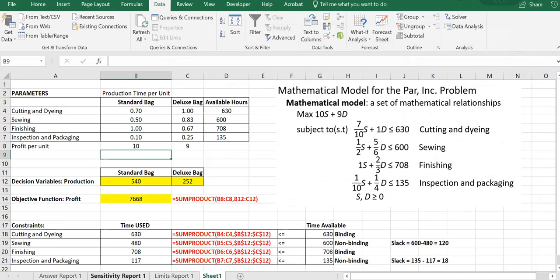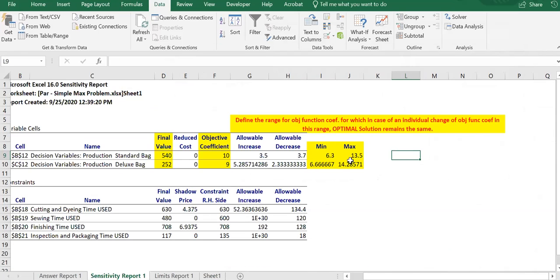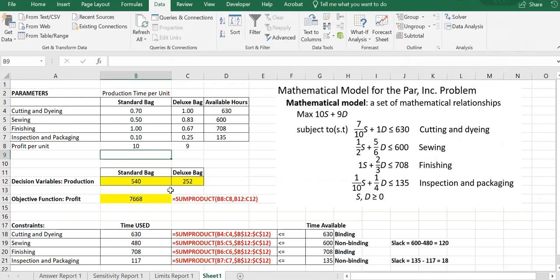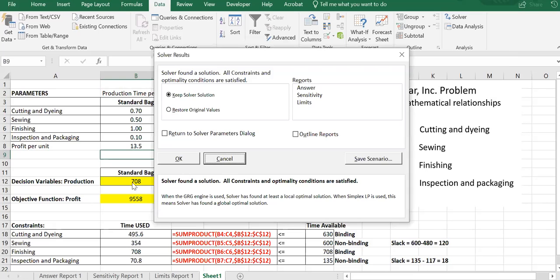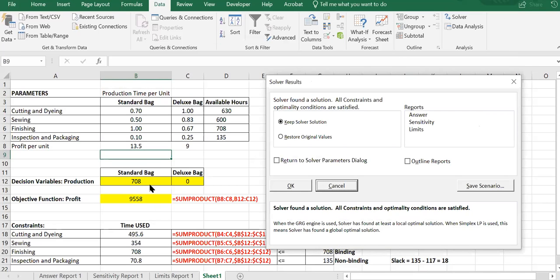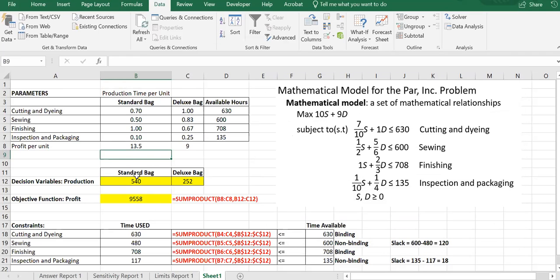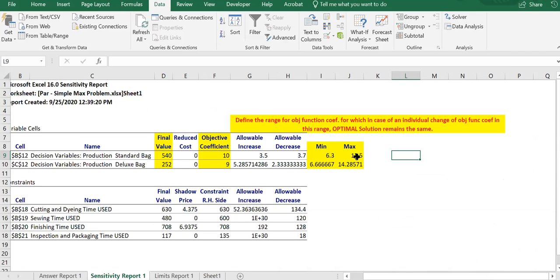All right, going back here, and like I said, 13.5 is not included. So if I change it to 13.5, things are going to change after we solve it. If I solve it again, you see this now standard bag is more favorable, so we put all our resources toward production of standard bag. So you see that the last number, 13.5, is not actually included. Everything between these two numbers, but not themselves.